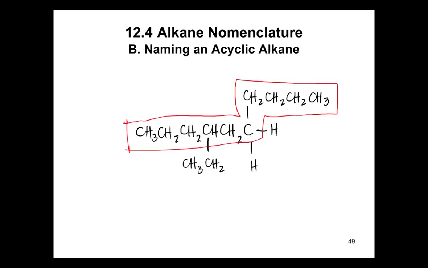Okay, and then assign numbers na that will give the lowest possible number to the substituents. Dito, 1, 2, 3, 4, 5, 6, 7, 8, 9, 10. Okay? And then itignan kung ano yung name ng mga substituent. Sa carbon number 4, dalawa yung carbon atoms ng substituent. So, this is ethyl. Okay, so siya lang yung substituent, if I'm not mistaken. Siya lang. And then, you write the name: 4-ethyl decane.